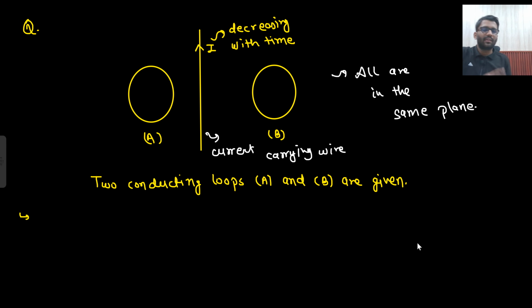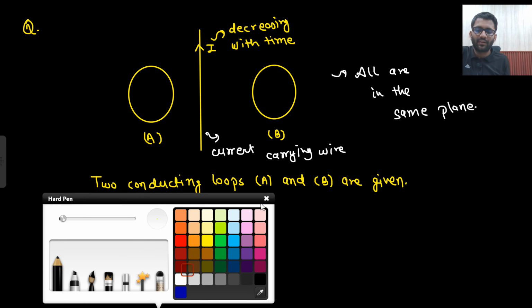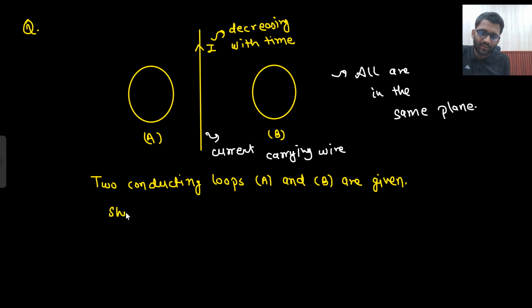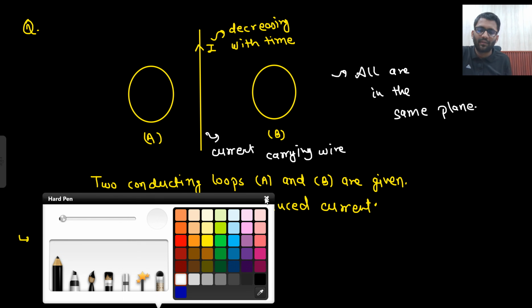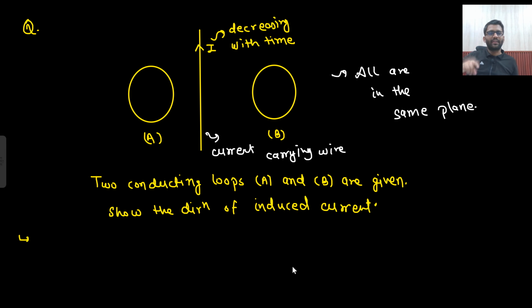What is your question? The question is you need to show the direction of induced current. So try doing it on your own. Draw the direction anti-clockwise or clockwise, and then let's check back your solution, because there is very high chance that you will get it wrong.